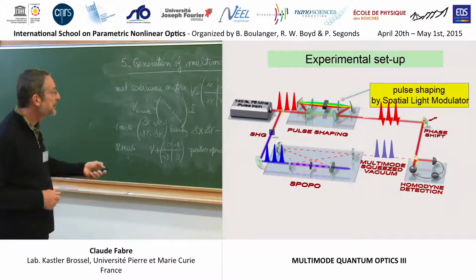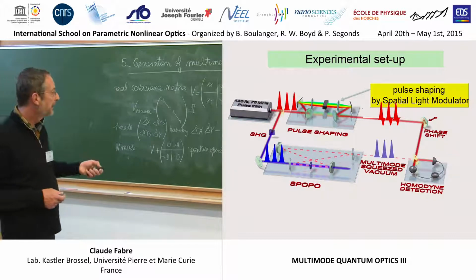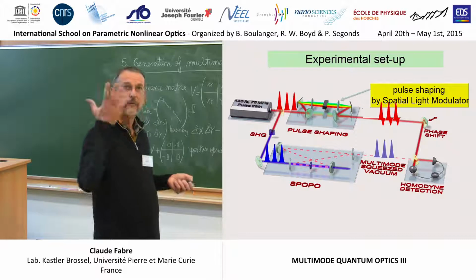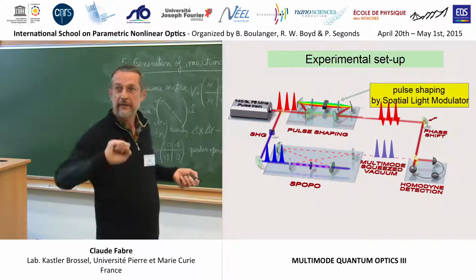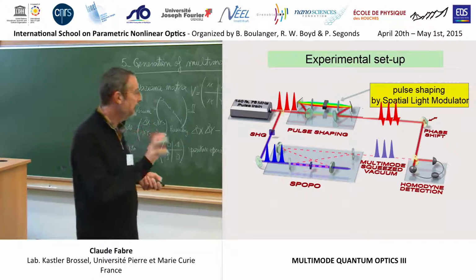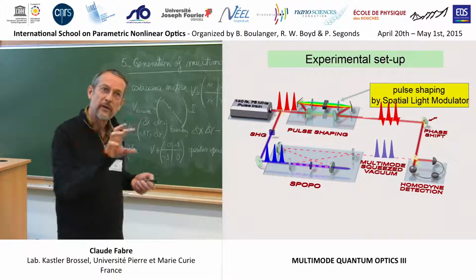Okay, so this is what we want to analyze, this light going out of the SPOPO. As you know, an optical parametric oscillator has a threshold above which it oscillates, so it gives light. It turns out when you make all the theory that the best squeezing is below threshold, but very close to threshold, okay?